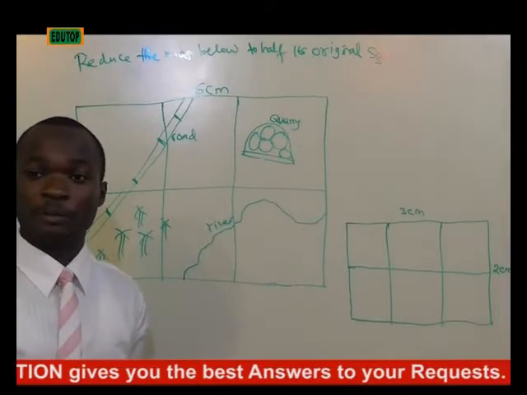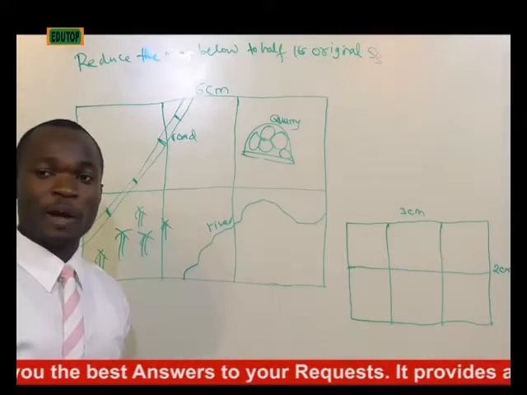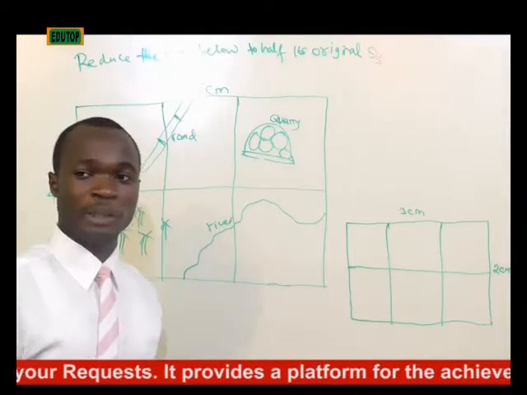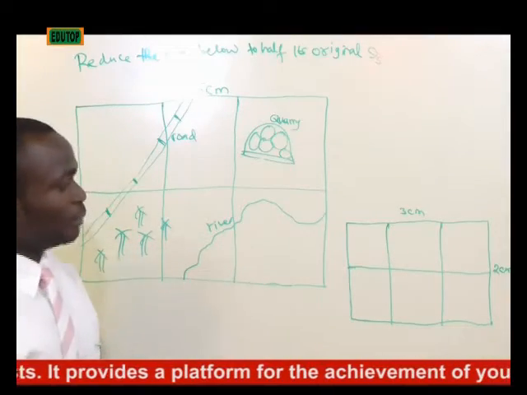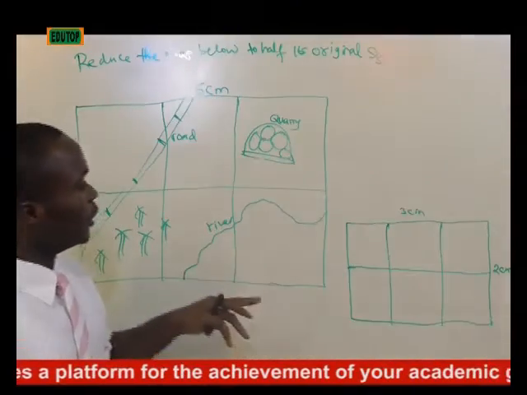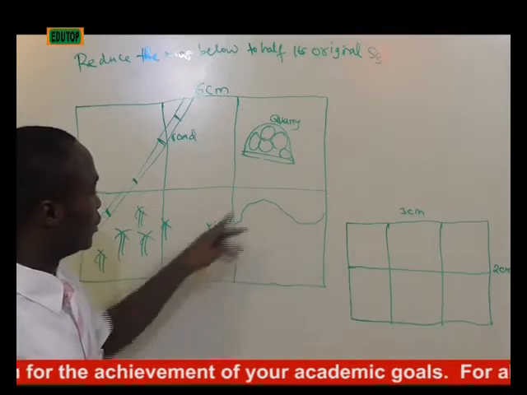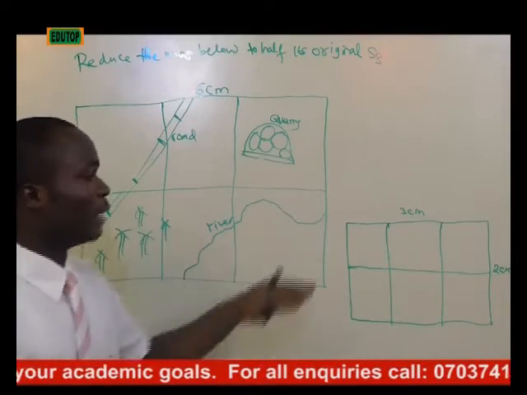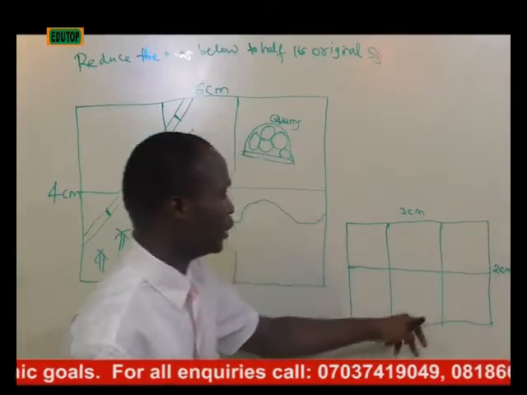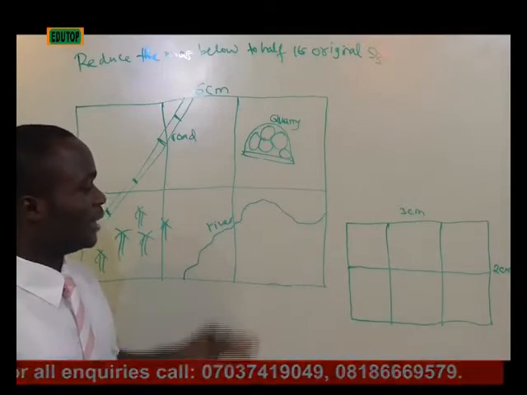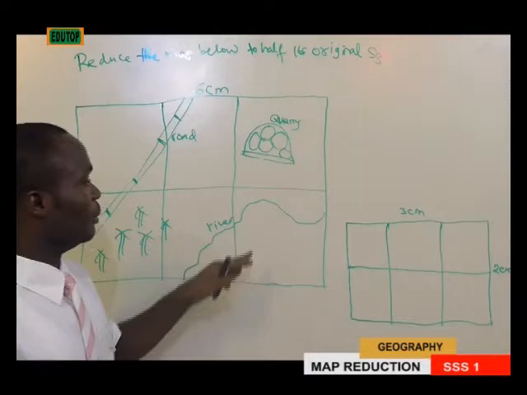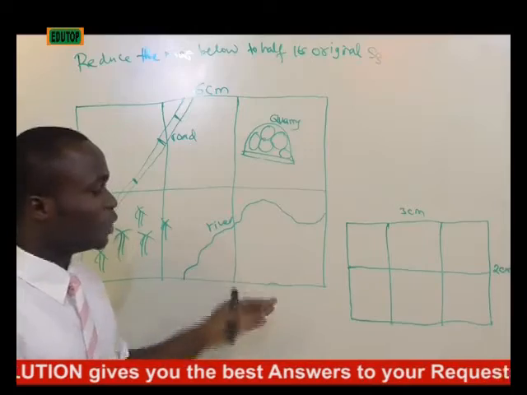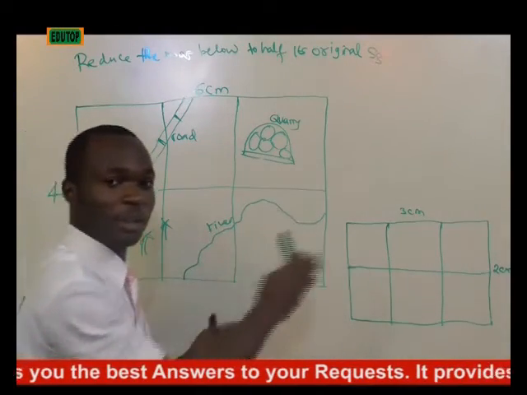The next step is to transfer the features from the original map to the reduced map accordingly as they appear on the map. What we mean by accordingly is you don't see a river running from here to here, and then when you want to transfer your feature from the old map to the new map, you bring it running from here to here. That is wrong. That is the essence of gridding the map, so that with a grid, you will know which square the feature falls in, so that you'll be able to transfer it accordingly to the new map.